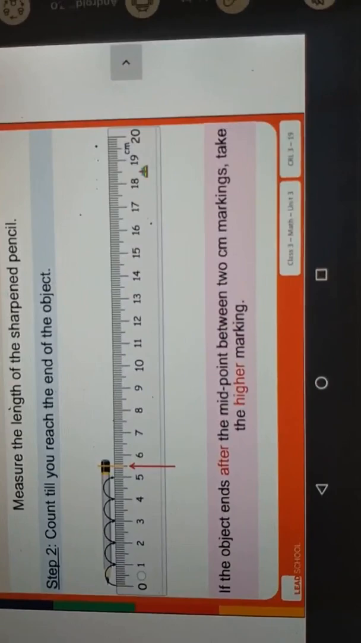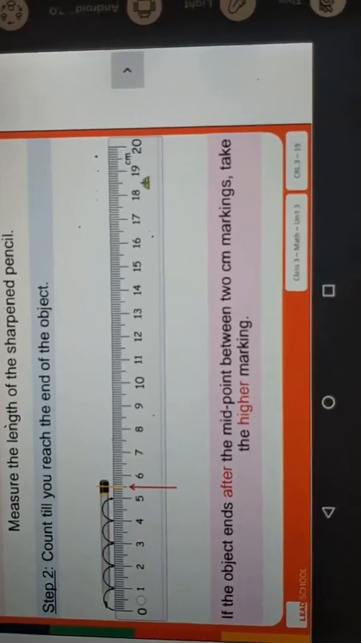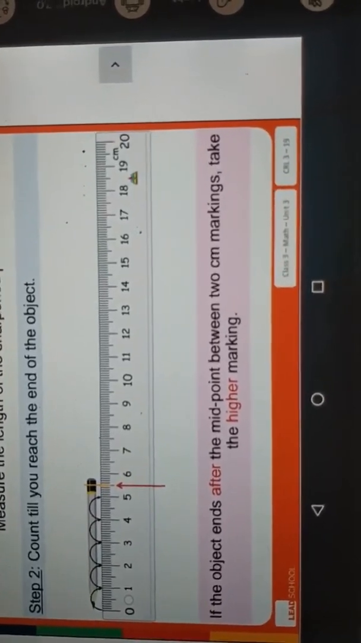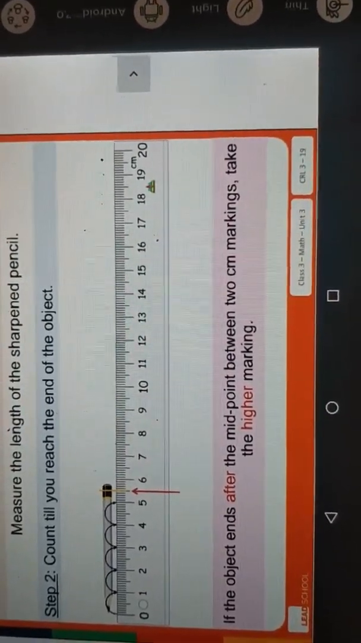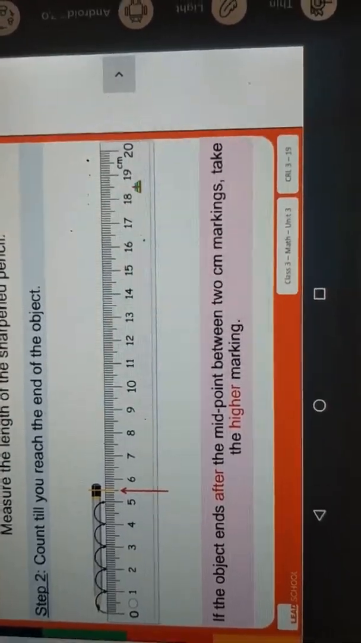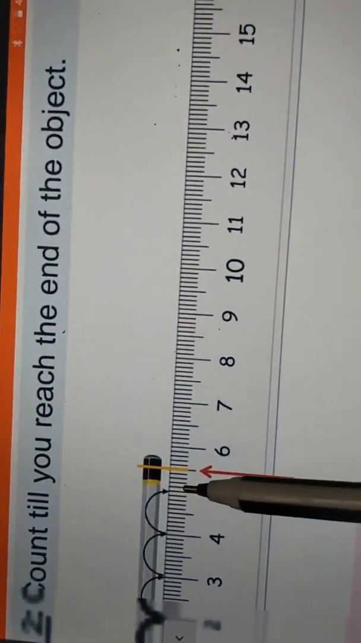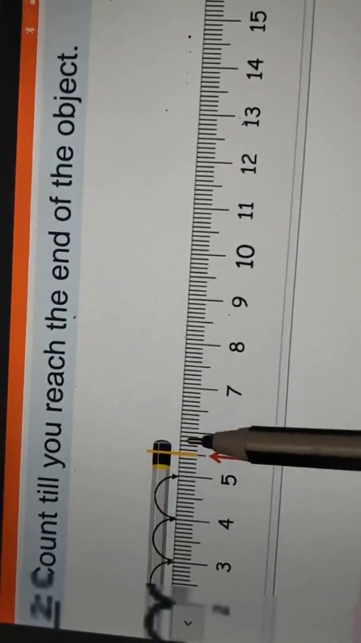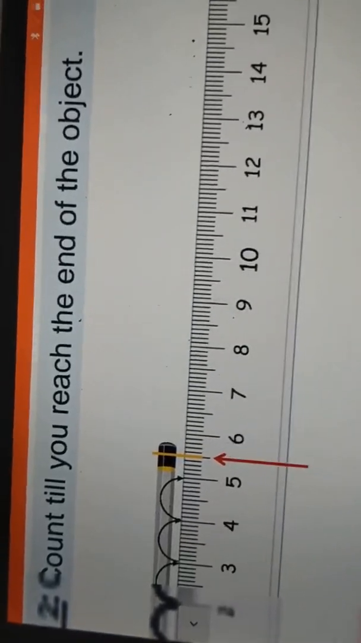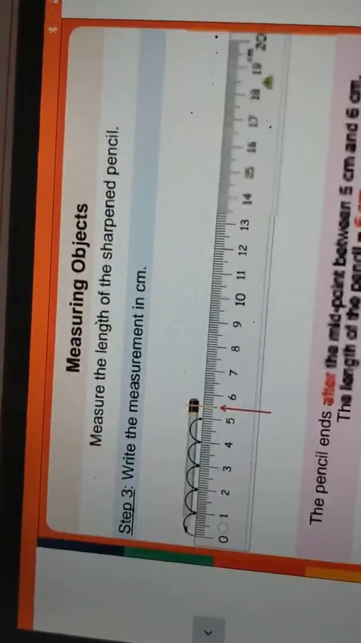So if the object ends after the midpoint between 2 centimeter markings, take the higher marking. हमें यहाँ पे क्या करना है, अगर वो 2 सेंटीमीटर से आगे चला गया तो हम हायर मार्किंग लेंगे, ठीक है. So look at this, ये 5 से आगे चला गया, 5 point 5 centimeter, then we will count 6. So we'll count this as 6 centimeter. How many centimeter? 6 centimeter is there.